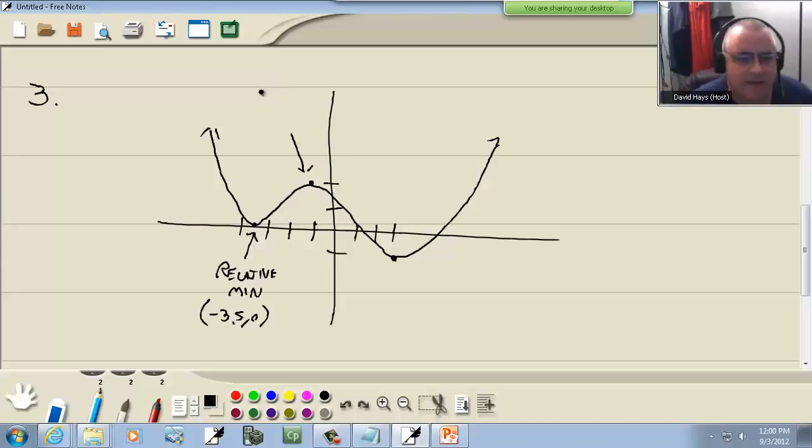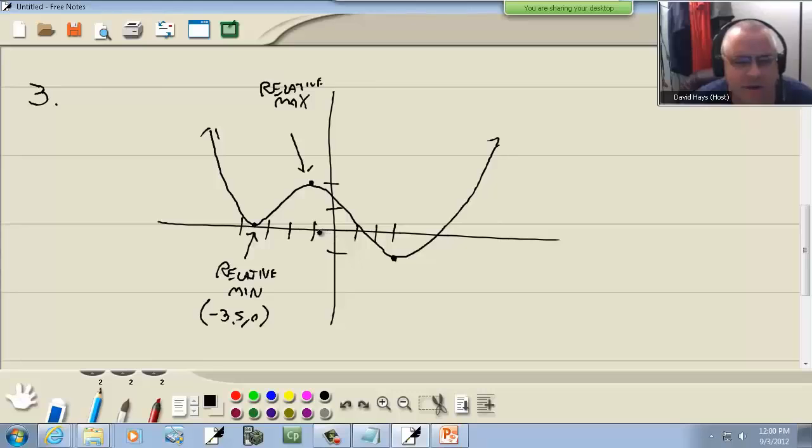Now, our relative max. That would be this one here, where it changes from increasing to decreasing. And again, relative to what's immediately around it, it's a high point. Doesn't mean it's the highest point. There's definitely other higher points. It just means what's immediately around it, it's a high point. Well, if you look at this, again, it's going up, hits a high point, goes down. So that's our relative max.